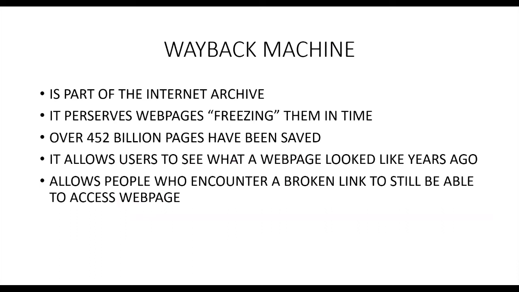Okay. Another feature that is unique to the Internet Archive is the Wayback Machine. The Wayback Machine is part of the Internet Archive. It preserves web pages by basically freezing them in time. Over 452 billion pages have been saved. It allows users to see what a web page looked like years ago. This helps because it allows people who encounter a broken link to still be able to access a web page.